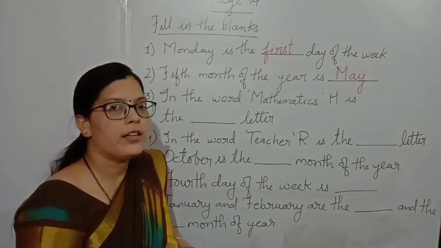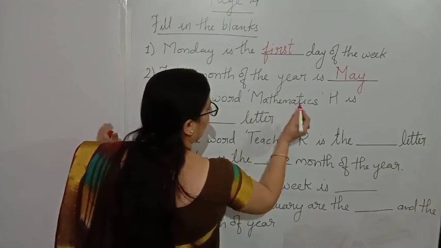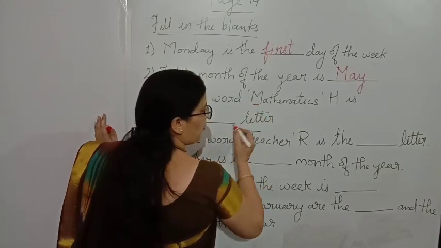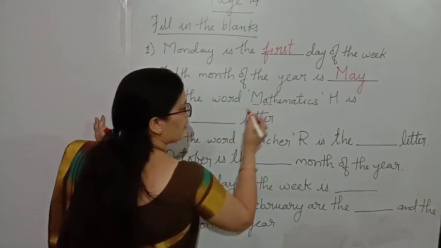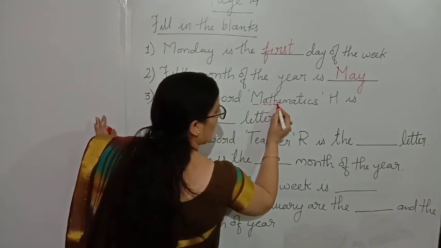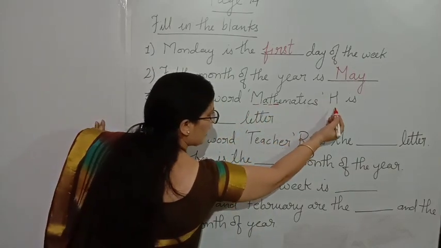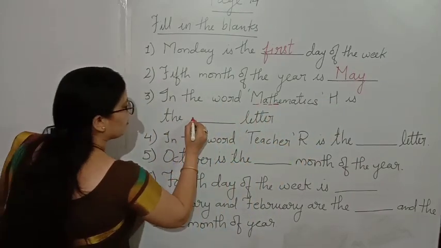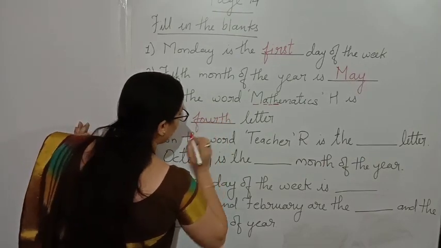Then the third one is: in the word mathematics, H is the dash letter. You have to write the position of the letter H. So let's see. First is M, second is A, third is T, and fourth one is H. So in the word mathematics, H is the fourth letter.